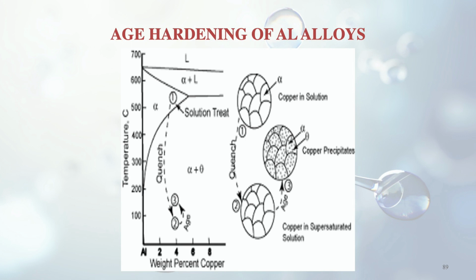So you can see the percentage weight of copper on the x-axis and the temperature on the y-axis. Around 650 degrees centigrade, you can see there is a solution alpha, and after that there is a decrease, and the solution gets weakened. It follows a certain line which is shown in the curve and given by the line AB.